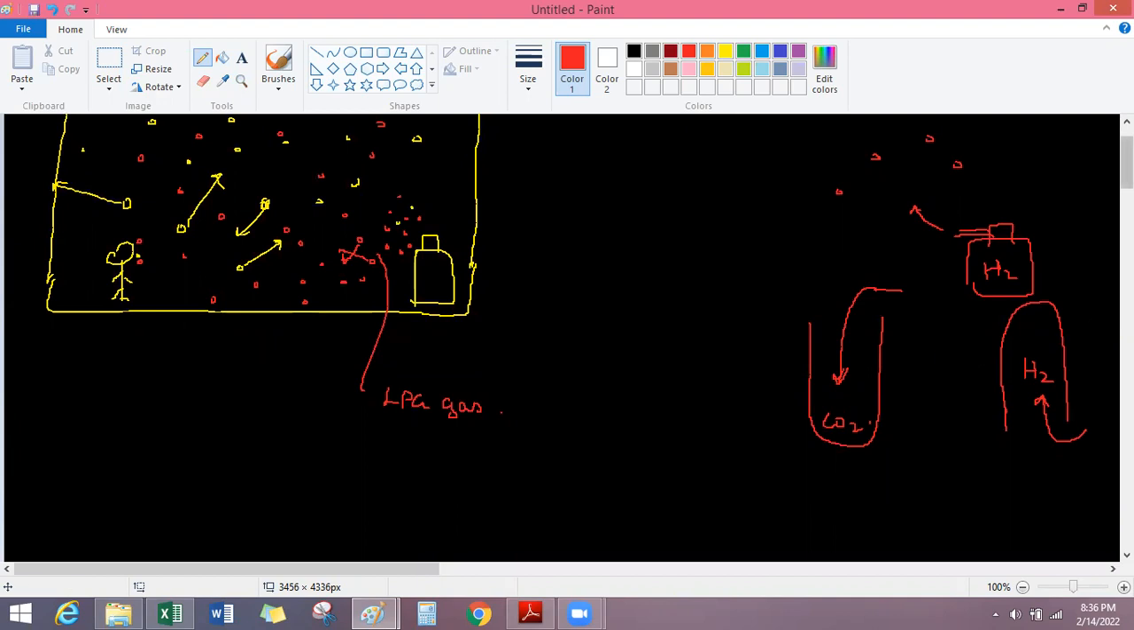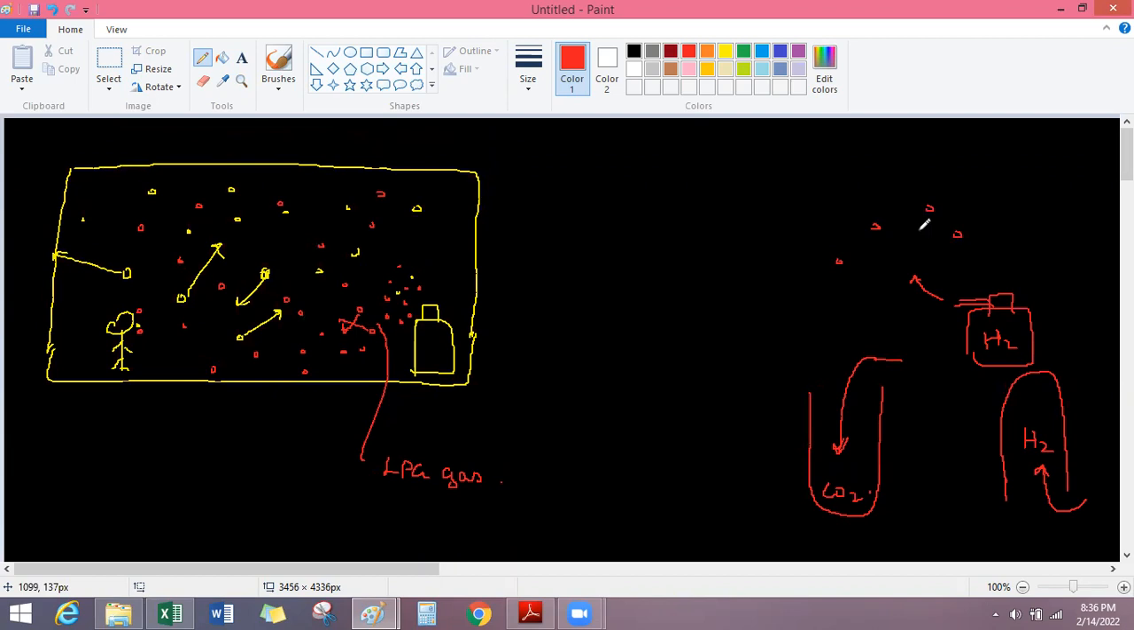So hydrogen is lighter, which means it will rise up. So when you use hydrogen as a fuel for your engines, even if there is some leak, it will rise up, which means the danger of a fire accident is less as compared to LPG. So this is one of the advantages of hydrogen gas as a fuel. Of course, it's not commercialized yet, but there is a lot of research to use hydrogen as a fuel.